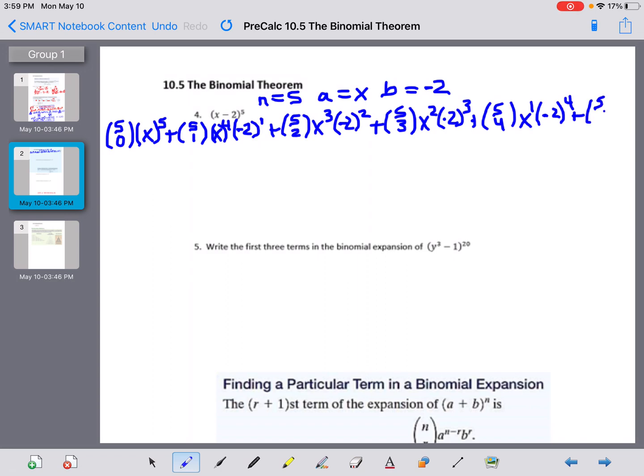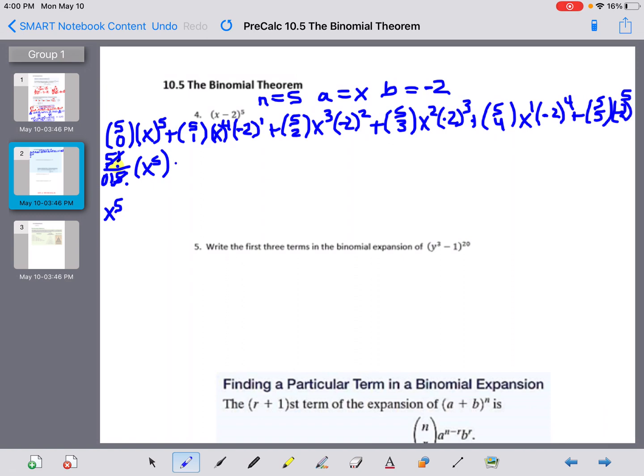Okay, finally I get 5 above 5. X is gone because it went to the 0 power, and now I'm at negative 2 to the 5th power. Okay, there's my expansion. Now I need to simplify. 5 factorial over 0 factorial. 5 minus 0 is 5 factorial. Those will cancel. They're gone. So I just have 1 times x to the 5th.